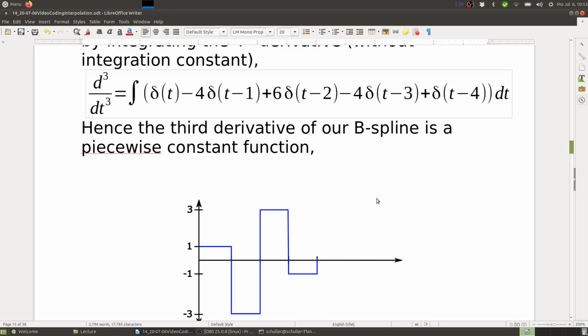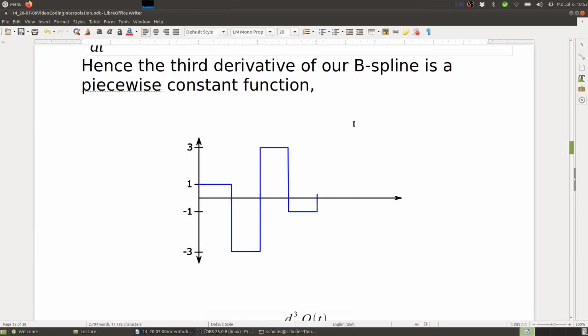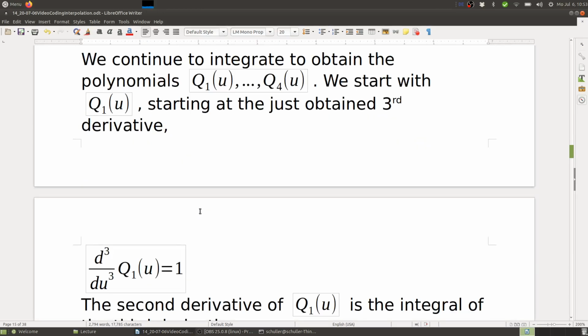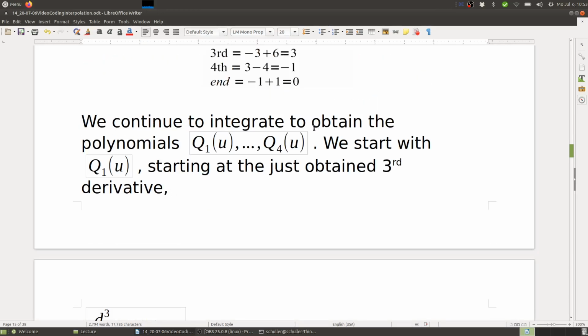So this is our third derivative. And you can see it's indeed not continuous. It has jumps, right? But we accept it. Yeah, so this is our resulting function values. So we continue to integrate to obtain the polynomials q1 to q4.